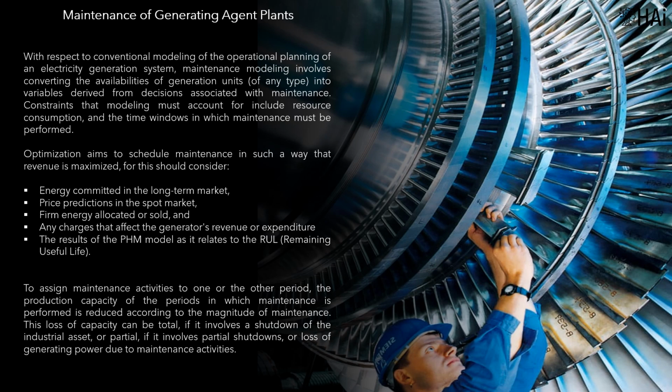The results of the PHM model are related to the rule, remaining useful life. To assign maintenance activities to one or the other period, the production capacity of the periods in which maintenance is performed is reduced according to the magnitude of maintenance. This loss of capacity can be total, if it involves a shutdown of the industrial asset, or partial, if it involves partial shutdowns, or loss of generating power due to maintenance activities.